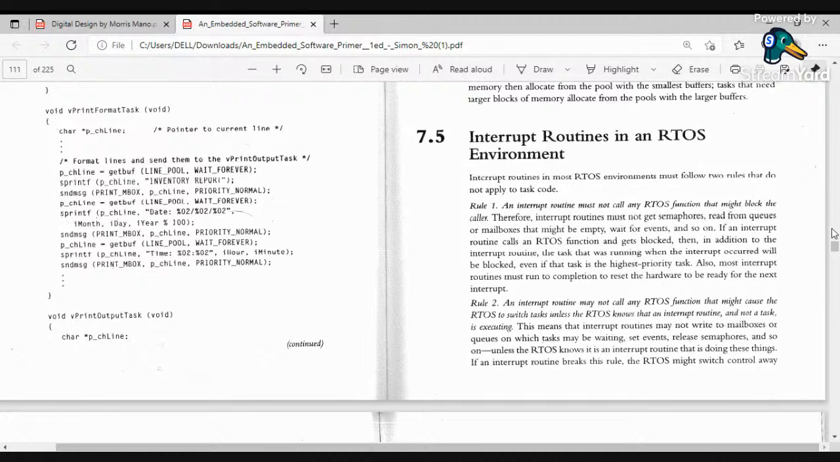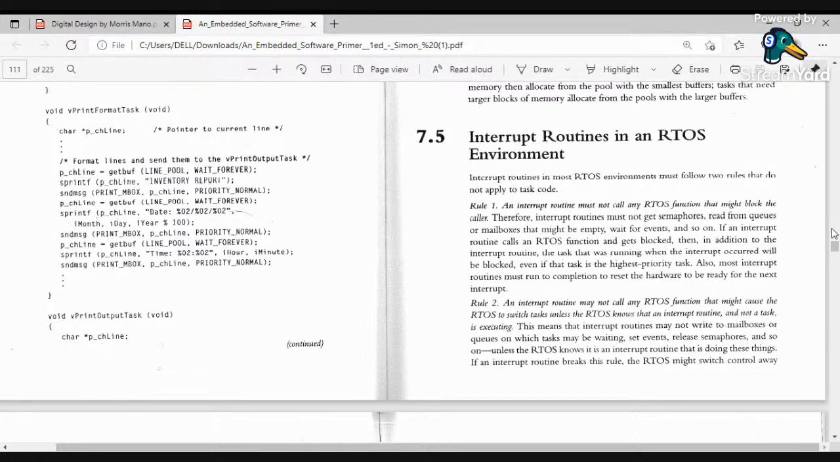The first thing is an interrupt routine must not call any RTOS function that might block the caller. There are some functions which might block the caller, so we should be able to understand which functions those are. In real time, some functions will be blocked. For example, if a task calls another function and it gets blocked, it is blocked infinitely because it is waiting for some event to occur.